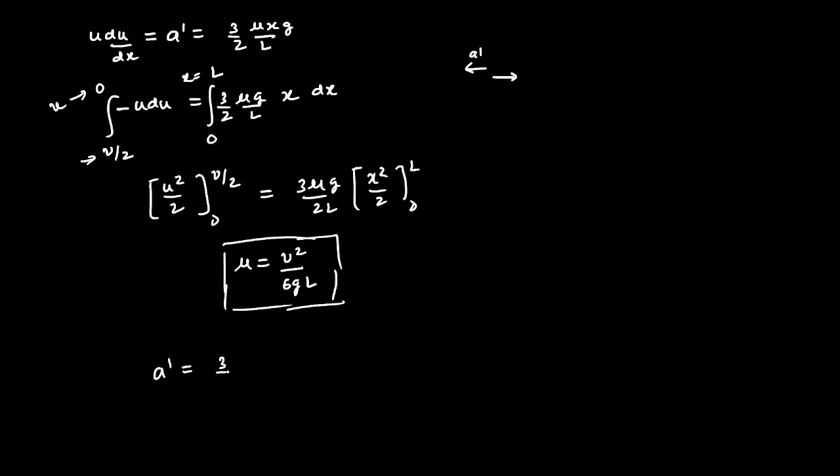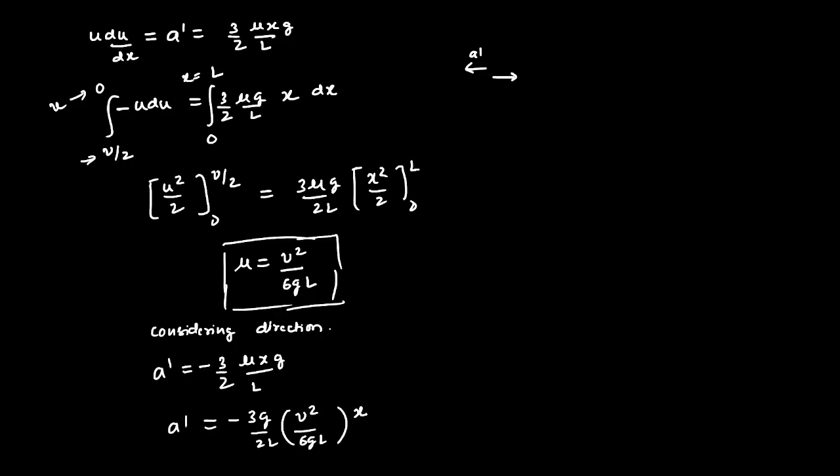So a dash is equal to 3 by 2 times mu x g by L. In its magnitude form, this is fine, but by considering the direction, we can say that a dash is equal to minus 3 by 2 mu x g by L. Already we have the value of mu, so plugging that value, v squared by 6gL, we'll have the acceleration a dash equal to negative of v squared by 4 L squared times x.